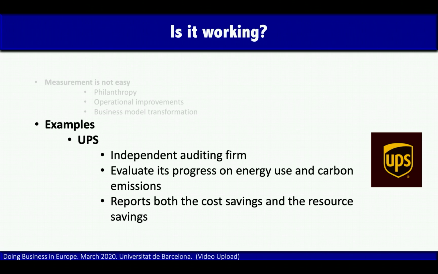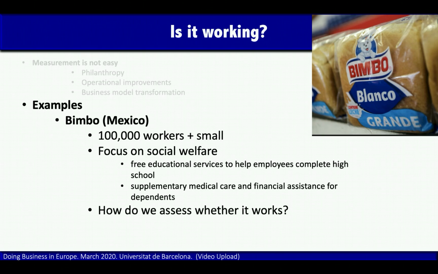So for example, UPS, it's a postal service, a good delivery service. One of the things they did is hire an independent auditing firm to evaluate the progress of energy use and carbon emissions, and then every year they report it. In this case you can quantify it, so it's relatively easy to track and to assess whether it's working or not.